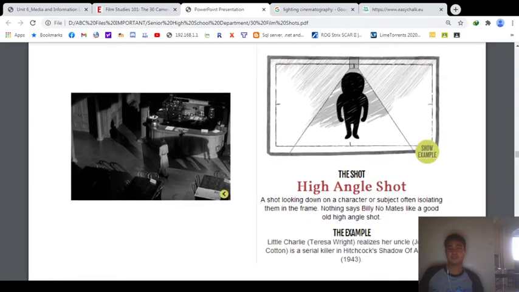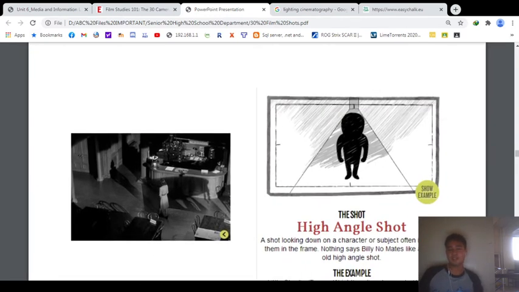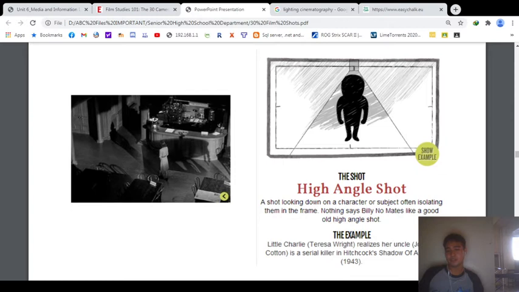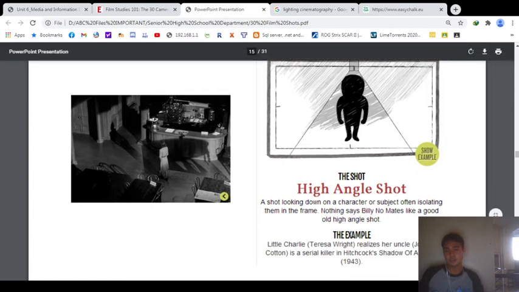Next is the high angle shot. A shot looking down on a character or subject, often isolating them in the frame. Nothing says vulnerable like a good old high angle shot. The high angle is used for a character that is isolated.